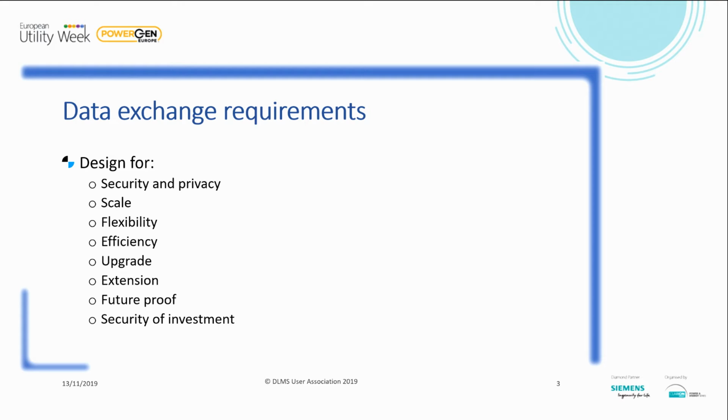We want to be efficient because we don't want to send too much over the air. We want to be able to upgrade this for future functionality and future features. We want to be able to extend it to bring in new business cases and new use cases. And of course, all of this has to be completely future-proofed. And those investing in rolling out large numbers of devices over many years need to ensure they have a security of investment, so that whatever standard is used, it needs to be well supported into the future to make sure that the technology doesn't vanish and it can still be extensible.